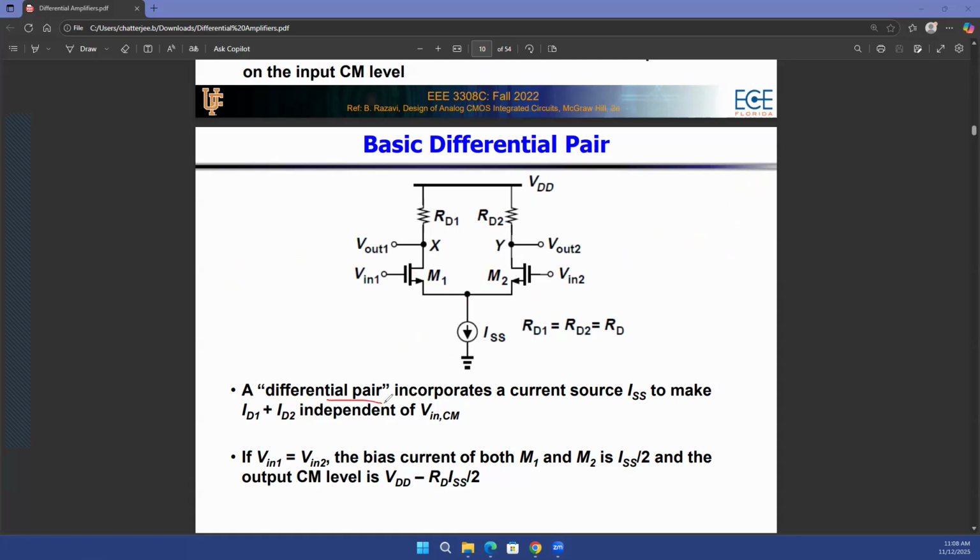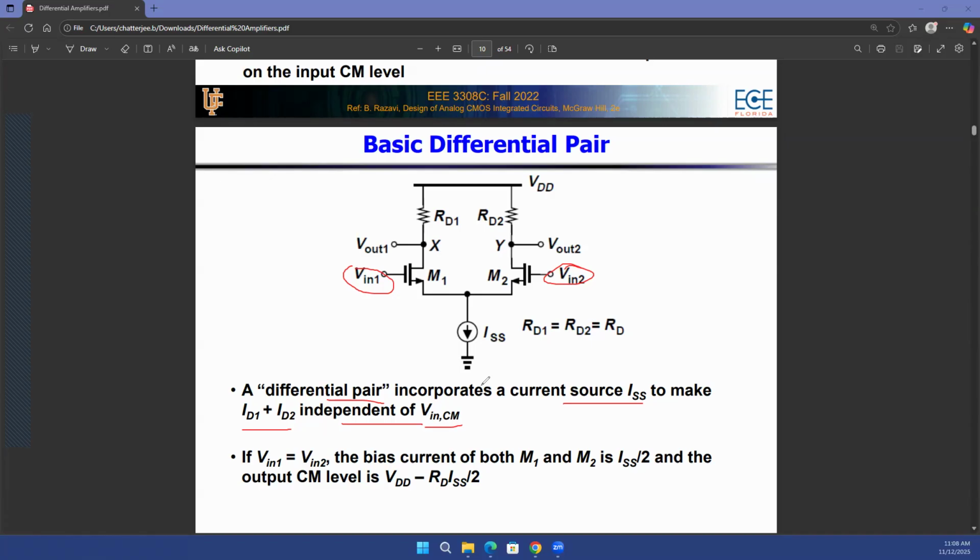So the differential pair incorporates this current source ISS to make ID1 plus ID2, or even the individual transistors, independent of V in CM. So whatever common mode voltage you have in V, that common mode voltage does not matter anymore because you have a fixed amount of current source.